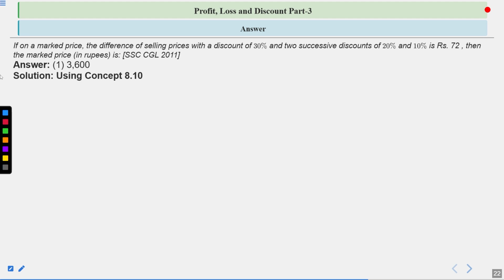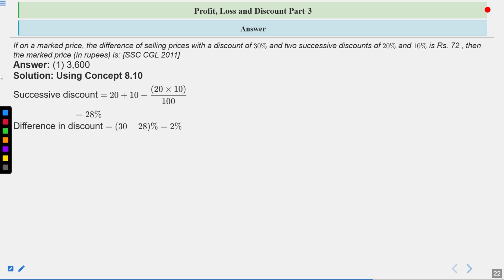Now see the detailed solution using concept 8.10 in this question. Successive discount is equal to x plus y minus xy upon 100, which is 10 plus 20 minus 20 into 10 upon 100, by using the formula. So we get successive discount which is 28%. Now the single discount is 30%. So the difference between discounts is 30 minus 28%, which equals 2%.